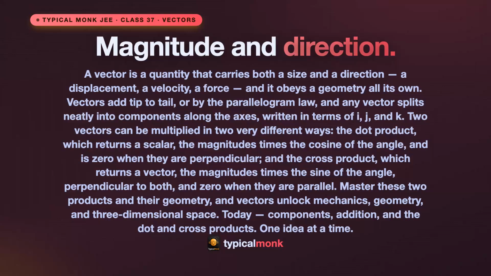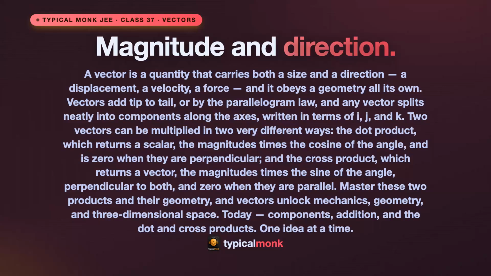A vector is a quantity that carries both a size and a direction: a displacement, a velocity, a force, and it obeys a geometry all its own. Vectors add tip to tail, or by the parallelogram law, and any vector splits neatly into components along the axes, written in terms of i, j, and k.